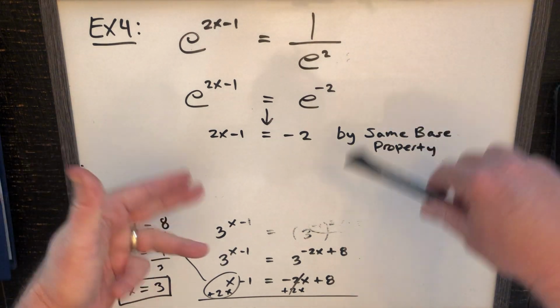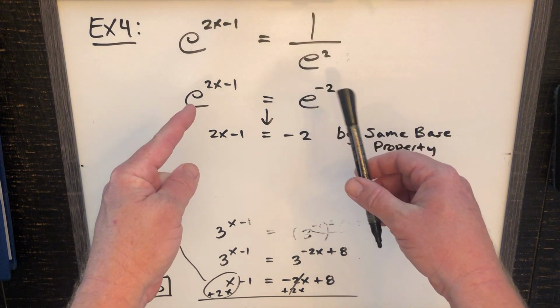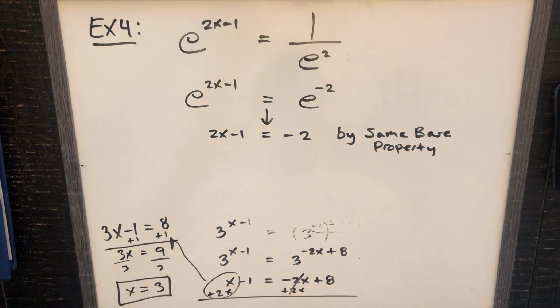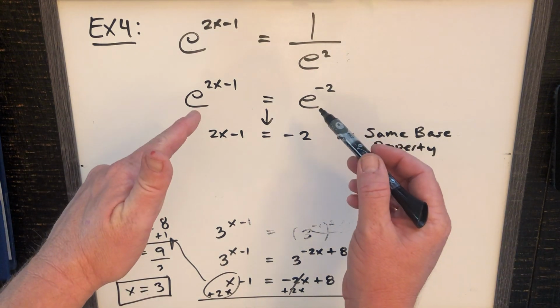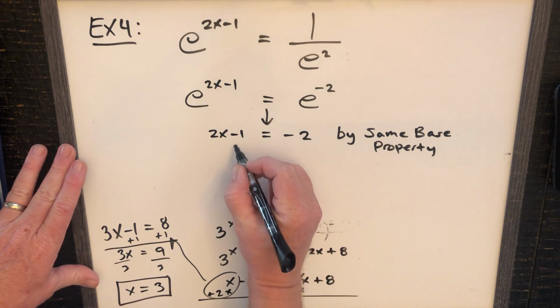One thing that you should pay attention to with the same base property is you never go back. So, maybe, in some procedures, you do something, and then later on, you'll go back and undo what you did. This is a one-way street. So you invoke the same base property, and that's it. The old equation is gone, and now you just have this new equation.